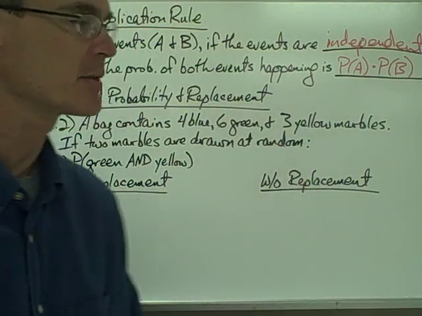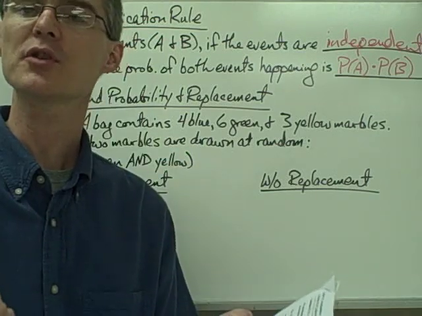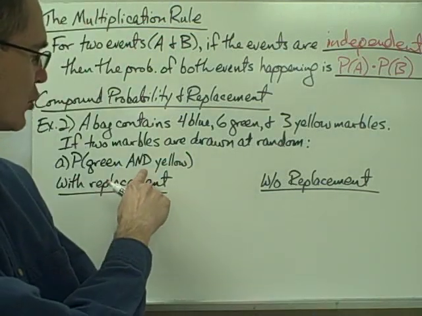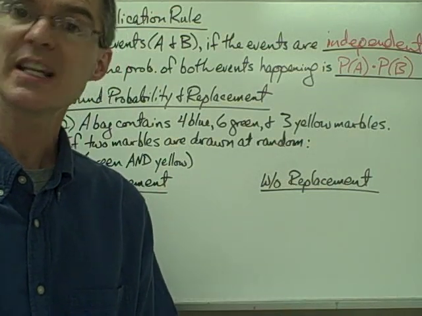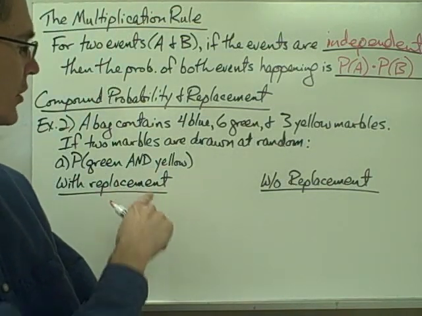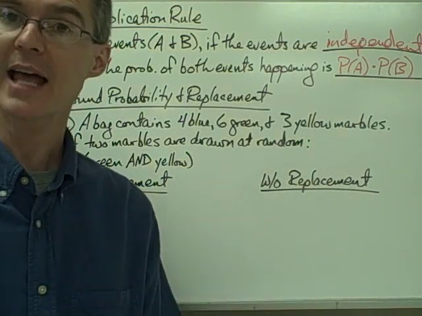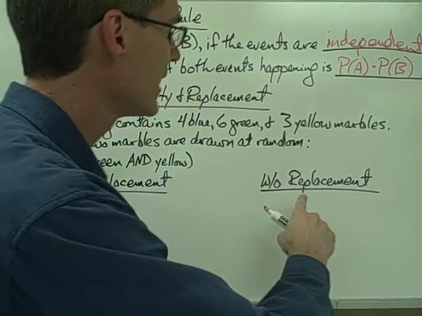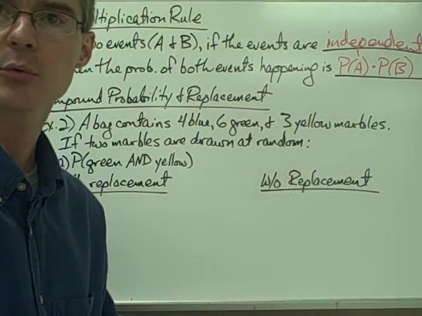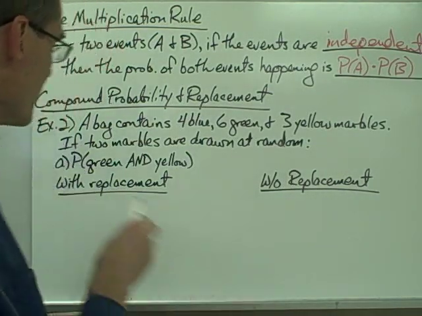And replacement just means, since I'm talking about 2 events here, I reach in the bag and I draw my first marble. Do I put that marble back in the bag before I reach in and draw the second marble? If I do, then that's called drawing the marbles with replacement. If, however, I take the first marble out and I don't put it back in the bag and I reach in and draw my second marble, then in that case we're talking about without replacement. So let's see how we go about calculating these probabilities in both of these cases.